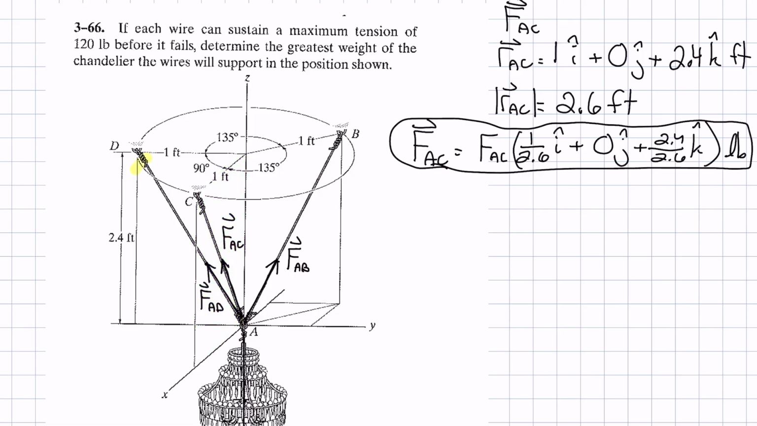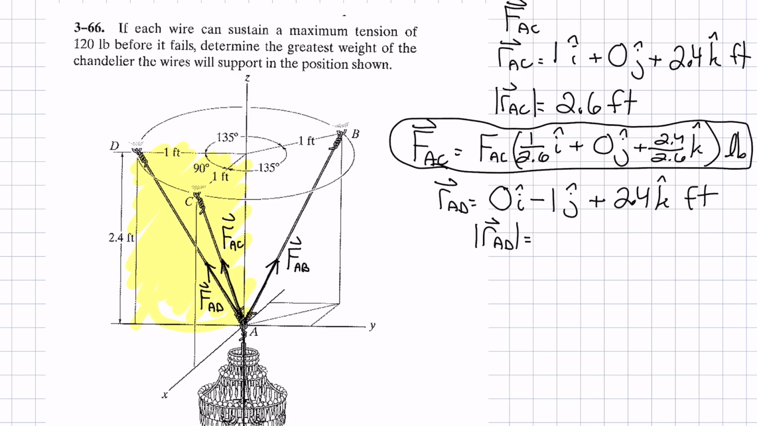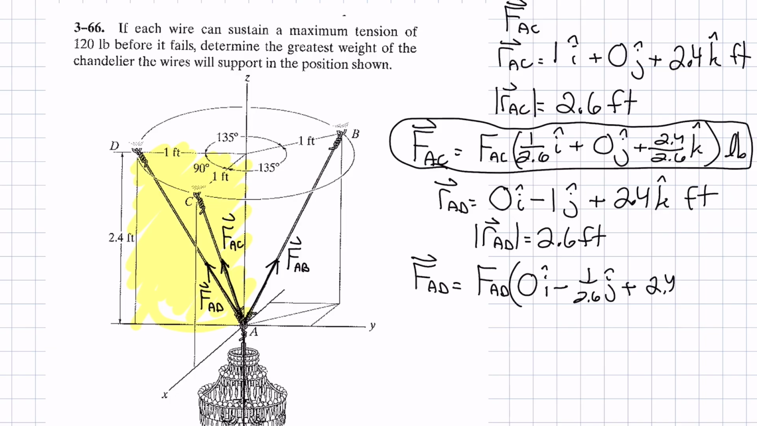Now for FAD, you can see here, I've shaded it in yellow, that it's basically in the YZ plane, more specifically the negative YZ plane. So the position vector from A to D is going to be 0 I hat plus 2.4 k hat feet. And this is going to have an overall magnitude, again, of 2.6 feet. And so I can now write FAD just like I did with FAC, with the unknown magnitude and the unit vector we found from position vectors.